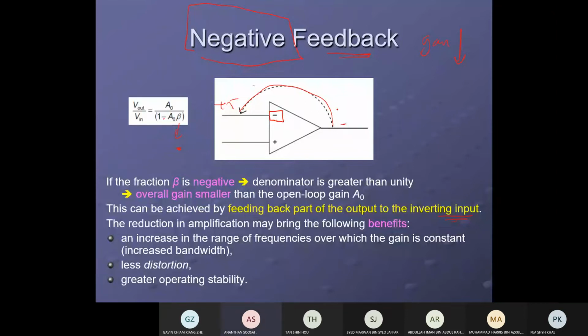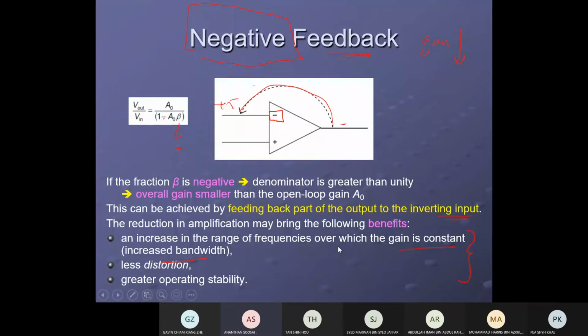Okay, why do you need to do feedback? By doing feedback, 3 benefits are gained. In the exam, they will ask what is the purpose of doing feedback, what do you get by doing feedback? The first benefit is an increase in the range of frequency over which the gain is constant. This is something new: bandwidth is increased.